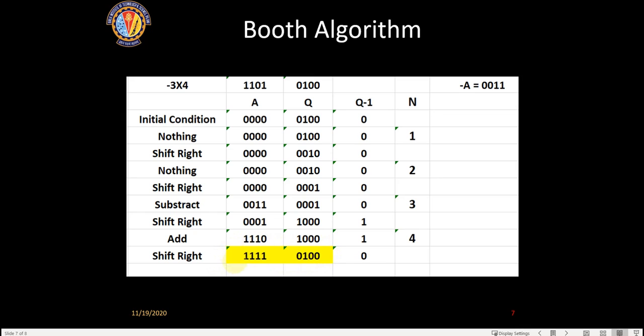Now what is this? This entire thing is minus 12, right. It's the complement of 12. If you try to take the complement of 12, you will get this answer. So this Booth's algorithm is good enough. It works fine even for 2's complement multiplication also. Is it okay? Has anybody got any doubt?